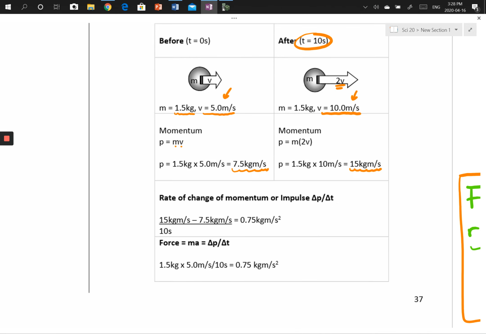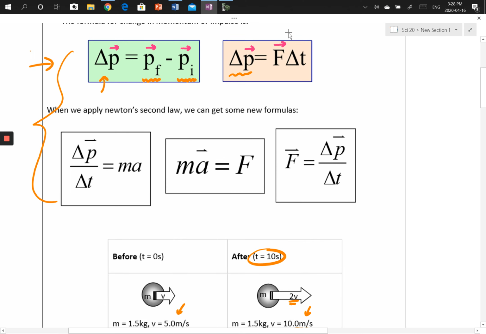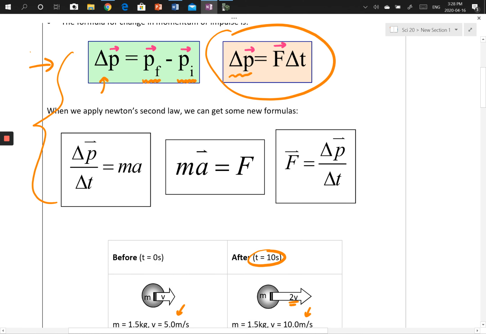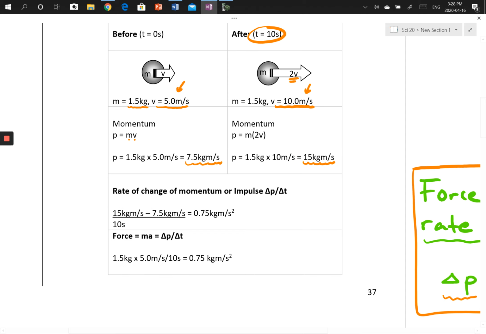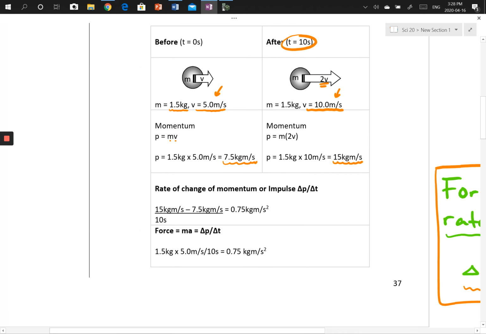So when I do a calculation here, all I'm going to do is I'm going to take this formula right here, this one, delta P equals F delta T. So I'm going to take this delta P equals F delta T, and I'm going to manipulate it to solve for force. So force is going to be equal to, I'm going to divide both sides by delta T. So it's going to be delta P over delta T, or the impulse over the time. I could say the change in momentum over time.